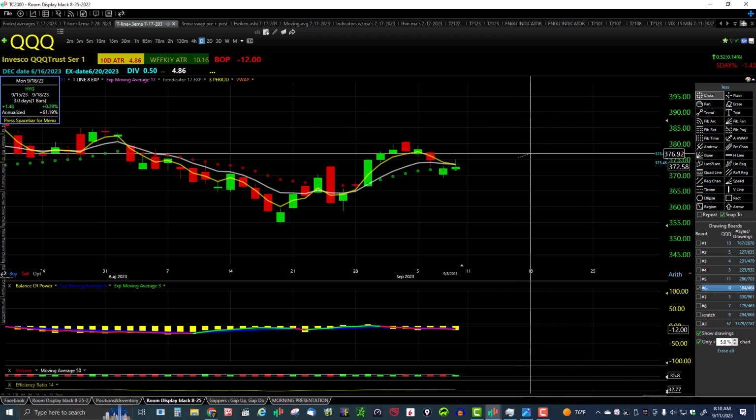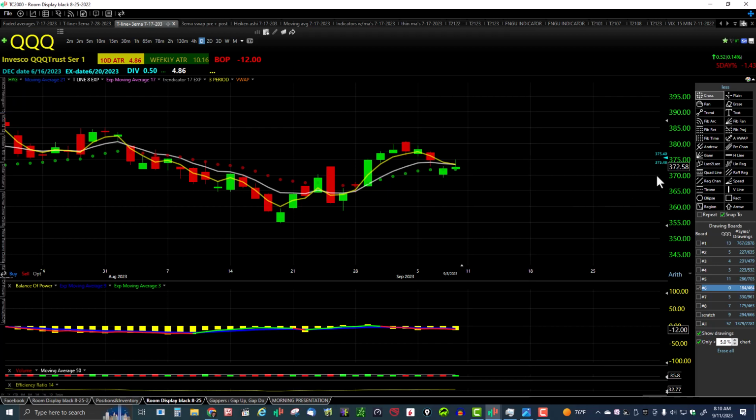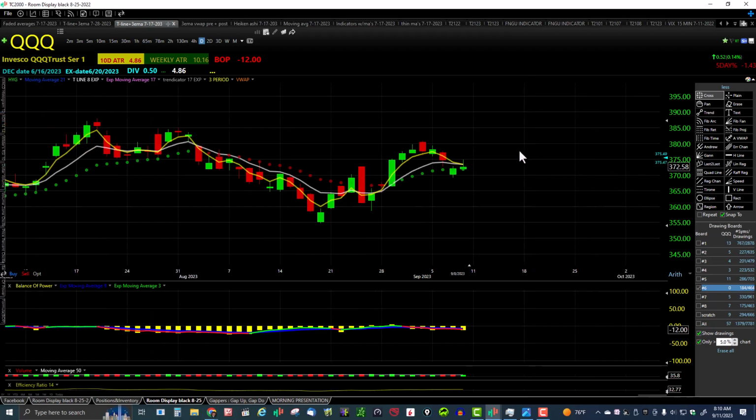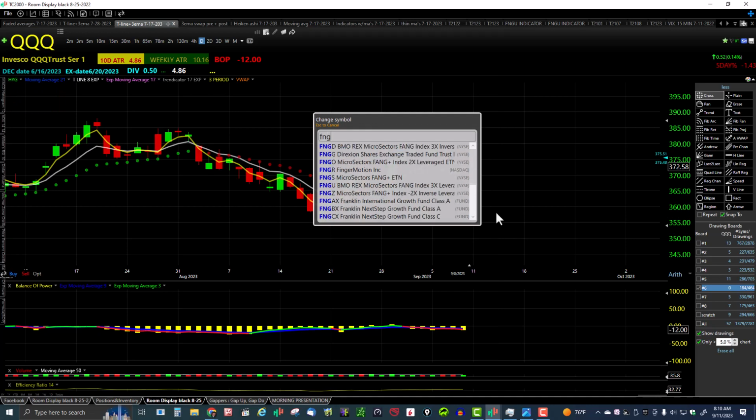All right, so 377.41, that's what we're looking for. We're already at 375.50. All right, so there's QQQ in that daily uptrend. Let's take a look at FNGU.